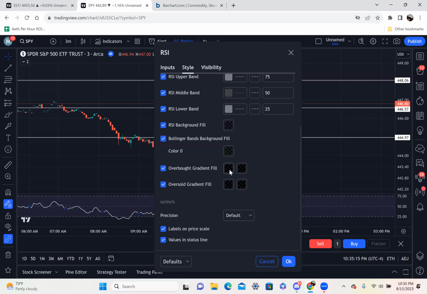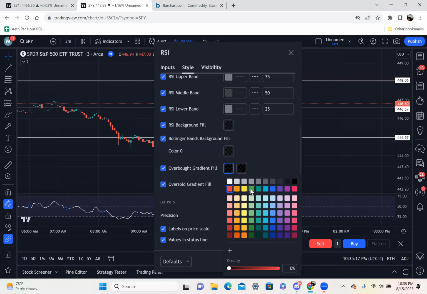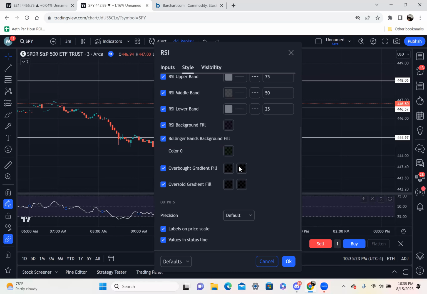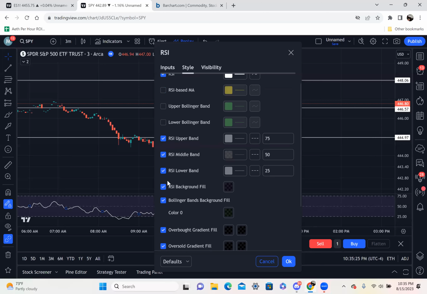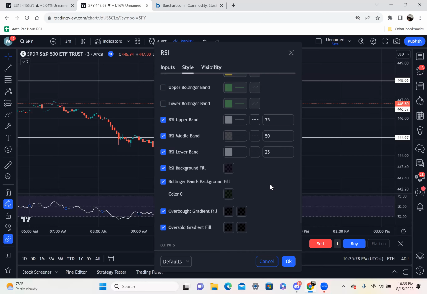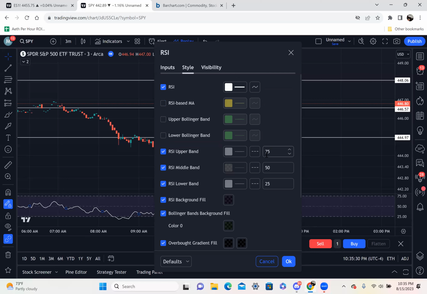If you leave this green, you start to see like you're overbought and oversold. I just don't like that stuff. I keep it all blacked out, or you could just turn them off, right? Because it's just a feel. And then I keep my levels right here at 75, the upper band, and the lower band at 25.